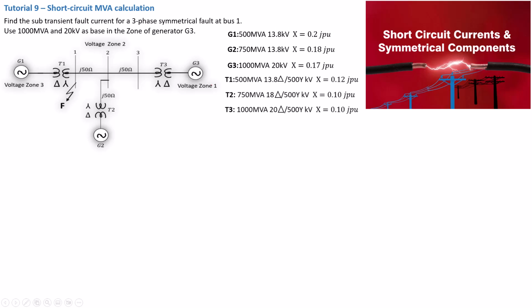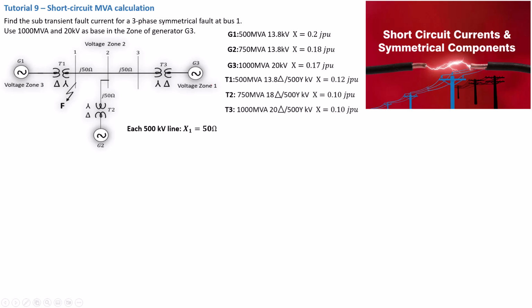And one other factor we can see here is that all the transformers are step-up transformers. They are stepping up 13.8, 13.8, and 20 to 500 kilovolt. Generators usually supply at a low voltage, and it needs to be stepped up for long distance transmission, and later stepped down for low voltage distribution. And we can see that in our circuit the line voltage here is 500 kilovolt.